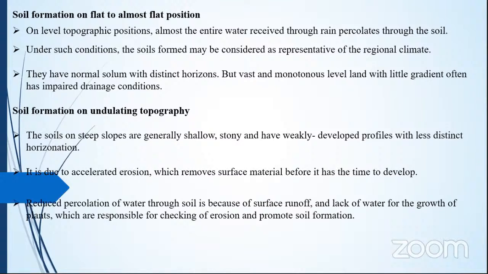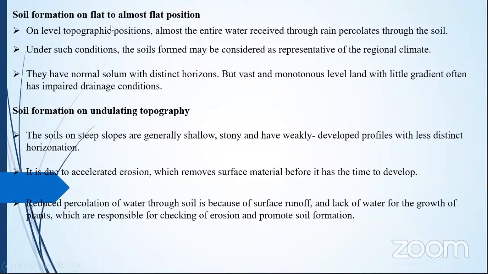They have a normal soil with distinct horizons. Naturally, there is no erosion problem, no stagnation problem, and no hindrance of other elevation or topographical issues. That's why there will be formation of proper distinct horizonation. But a vast and monotonous level with little gradient often has impaired drainage conditions, mostly due to the very monotonous level. With the same leveling, due to the heavy percolation, there will be some problems of drainage. That's all, nothing more than that.